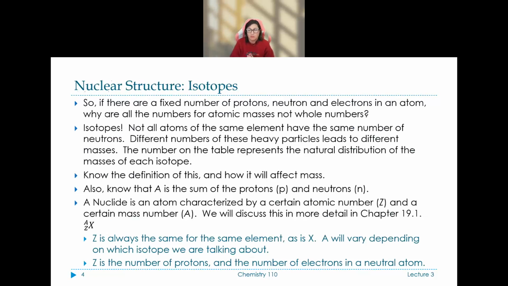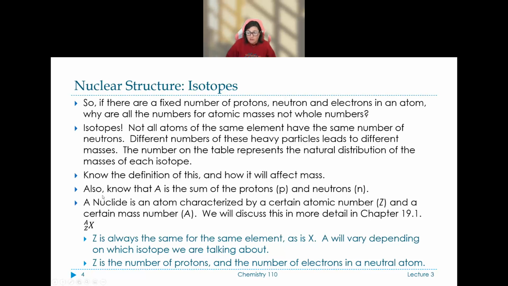We talked about some isotopes last time. Isotopes differ only in the number of neutrons that they have. So if we're talking about a particular element, like oxygen, all of its isotopes have to have 8 protons. That's what defines oxygen. But not all of them have to have 8 neutrons. They can have a number of different neutrons, and that's all dependent on what exists in the universe. You'll need to know the definition of this and how it affects the mass.